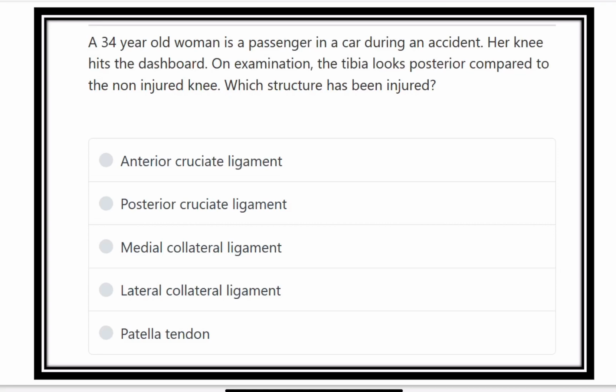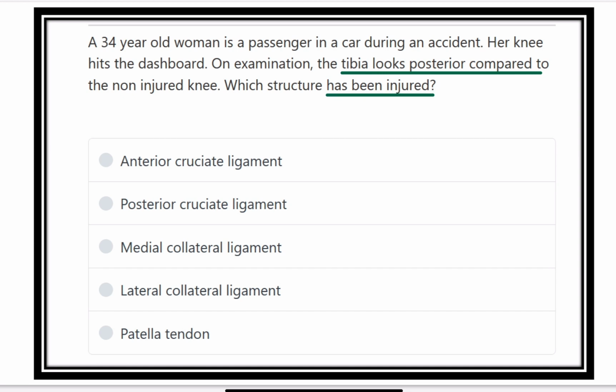A 34-year-old woman is a passenger in a car during an accident. Her knee hits the dashboard. On examination, the tibia looks posterior compared to the non-injured knee. What structure has been injured?